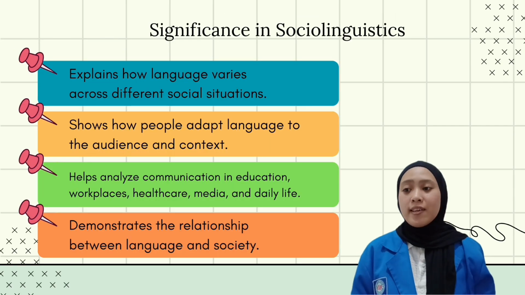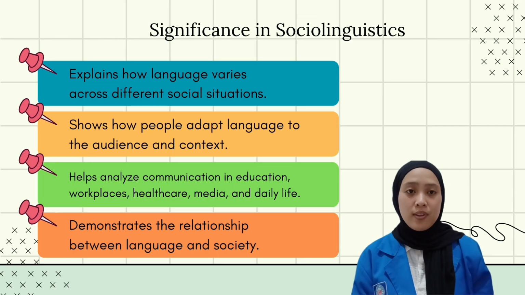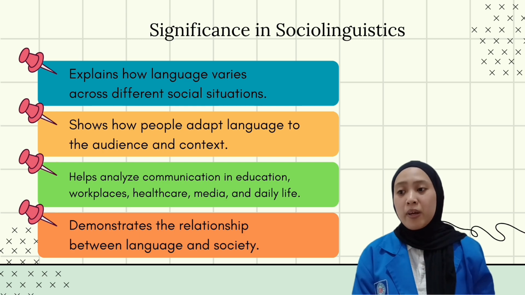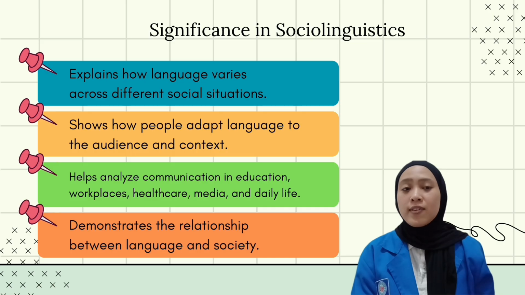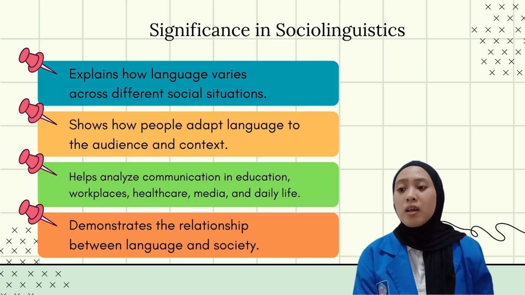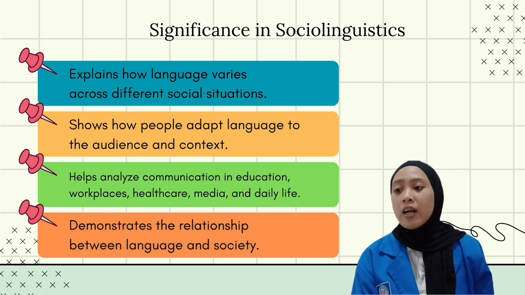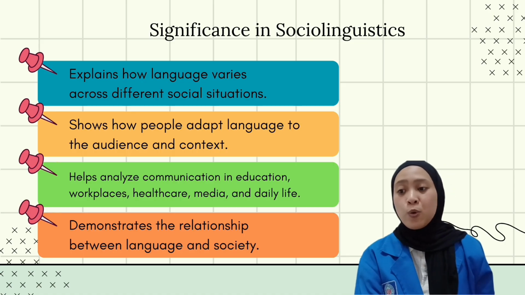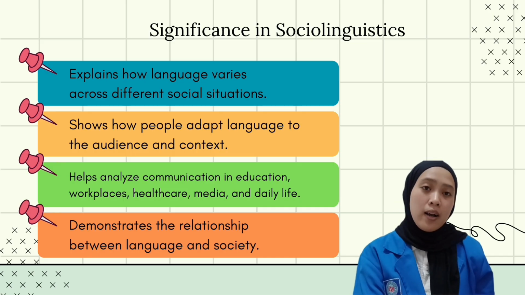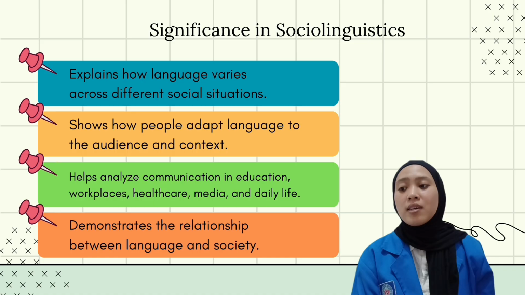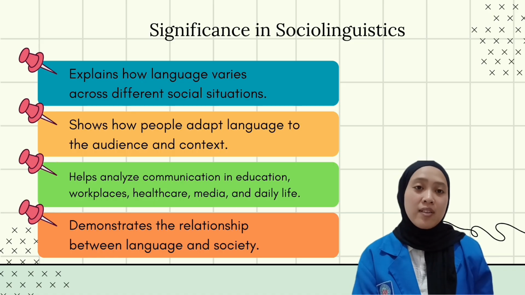Next slide is significance in sociolinguistics. The first is it explains how language varies across different social situations. The second one is it shows how people adapt language to the audience and context. The third is it helps analyze communication in education, workplace, healthcare, media, and daily life. And the last is it demonstrates the relationship between language and society.